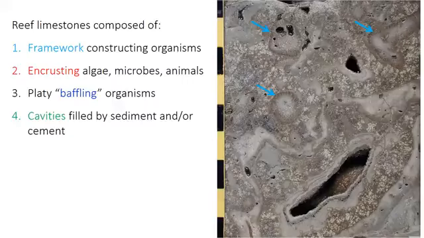Encrusting or binding algae or microbes or even animals can also be important. In this reef, the speckly or mottled or clotted, as it's often called, textures that are indicated here by the red arrow are areas of microbial binding. There can also be platy baffling organisms, which are not really shown well in this example, as well as cavities, like this here, which are open void spaces within the reef framework that can be filled with sediment or with cement, or which can remain as open void spaces, like in this slab right here.